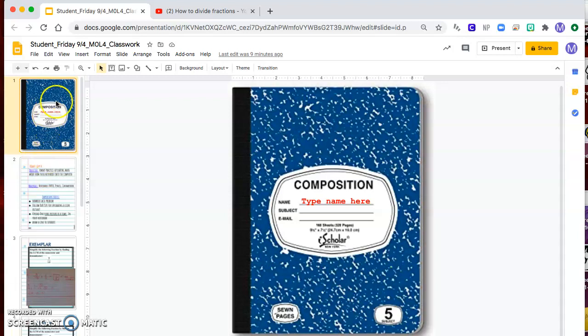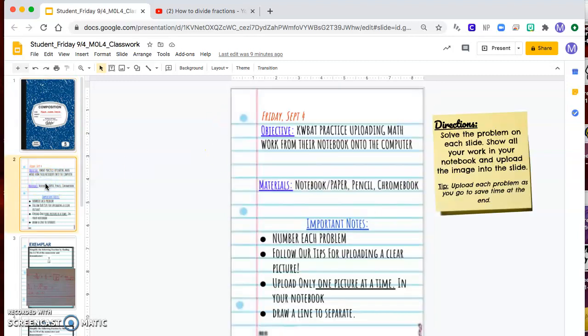So the first thing you're going to do for this assignment, obviously, is type your name here, but I want to quickly go over the objective and what you're going to do today. What you're doing is practicing uploading your math work from your notebook onto the computer. So what you're going to need is your notebook or a piece of paper if you don't have one, a pencil or a pen, and obviously your Chromebook.